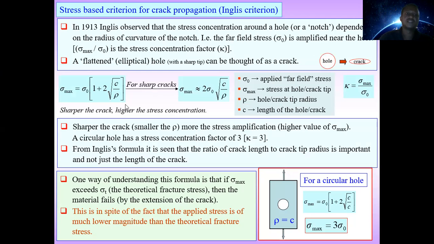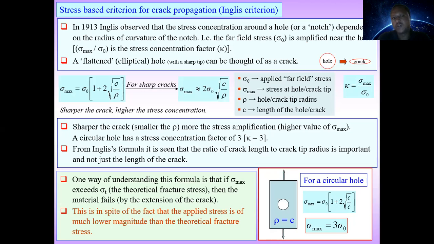So in 1913, Inglis observed the stress concentration around the hole or notch dependent on the radius of curvature of the notch. That means the far field stress sigma naught is amplified near the hole. That is, sigma max over sigma naught is the stress concentration factor K.